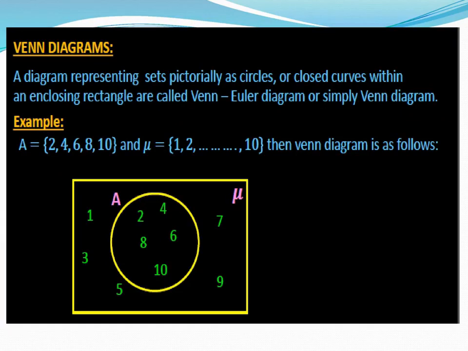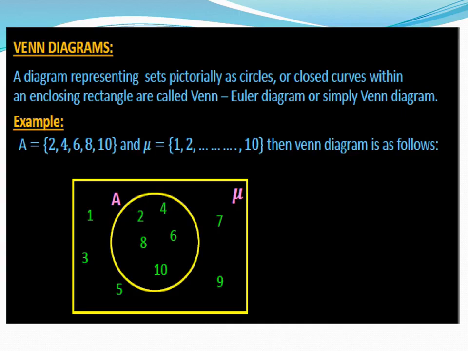Now we will learn Venn diagrams. A diagram representing sets pictorially as circles or closed curves within an enclosing rectangle is called a Venn-Euler diagram, or simply a Venn diagram. Suppose you take one example: a set A equals {2, 4, 6, 8, 10} and mu, the universal set, equals {1, 2, 3, and so on up to 10}. Then the Venn diagram is as follows.